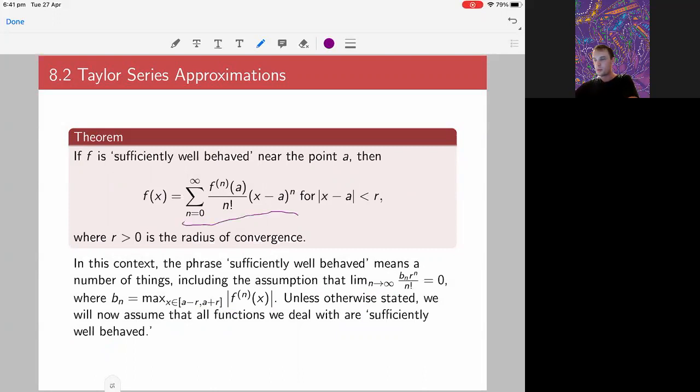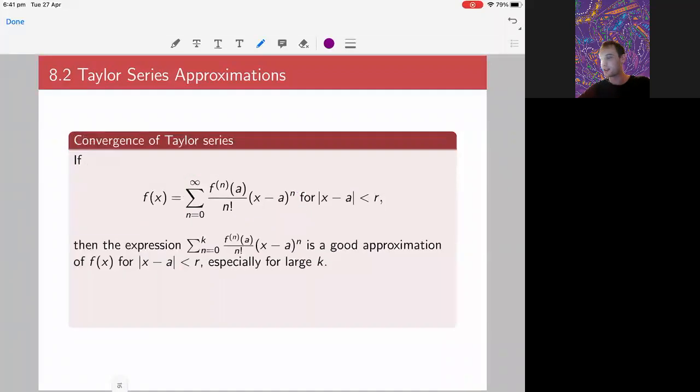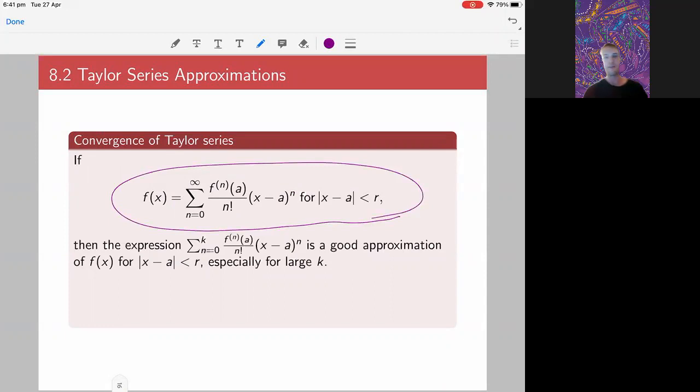Now, we've got an infinite sum here, and we haven't talked about convergence of that infinite sum yet. And this is something that we'll aim to address now. Because if it so happens that this guy converges, if we've got that f of x equals this infinite sum, and it actually converges, then what does that mean practically? Why are we bringing this up in a data science course?